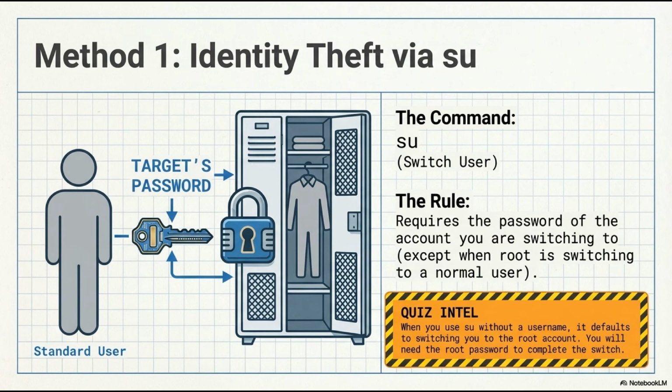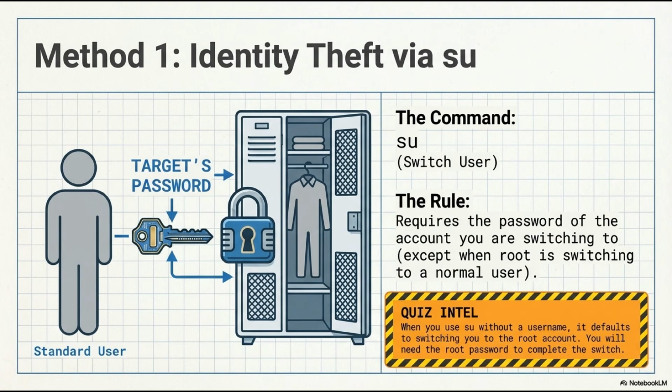So the underlying mechanism here is that the su command has a hard-coded default target. Which is? If the target argument is left blank, it defaults to UID 0. It automatically assumes you want to become the superuser, so it will immediately prompt you for the root password. It assumes you want the big chair.